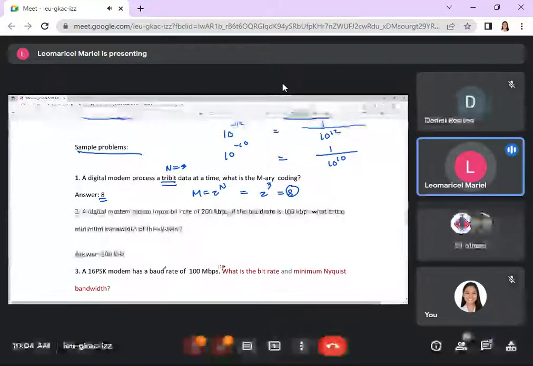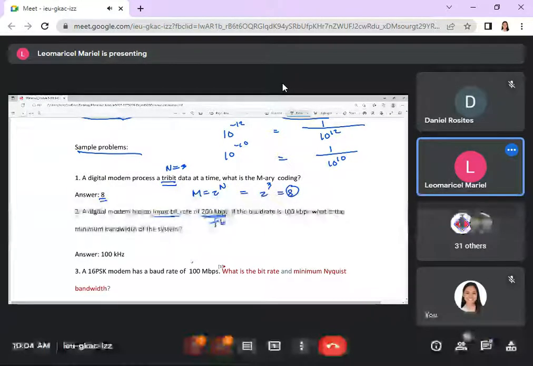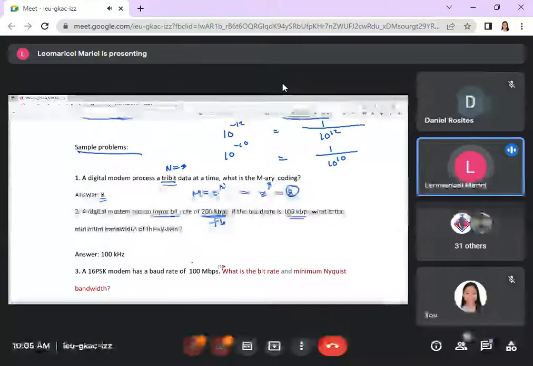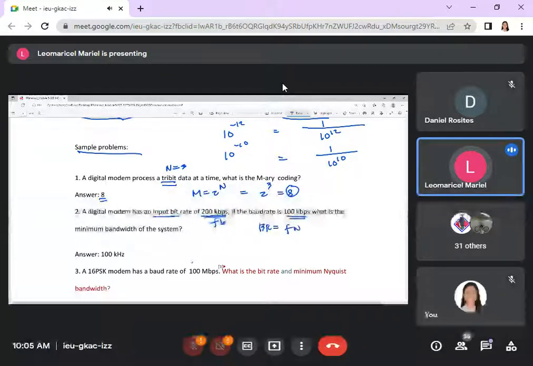Okay, problem number 2. So the digital modem has an input bit rate of 200 kbps. Pag sinabi natin input bit rate, ano yan? That will be your fb. If the baud rate is 100 kbps, what is the minimum bandwidth of the system? So ano daw ito? Baud rate. Sabi natin kanina, baud rate is equals to your fN. Tama ba?